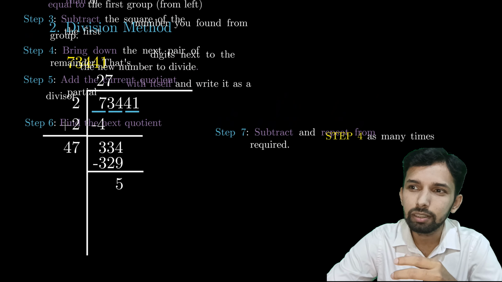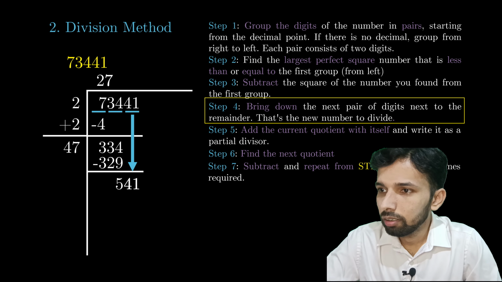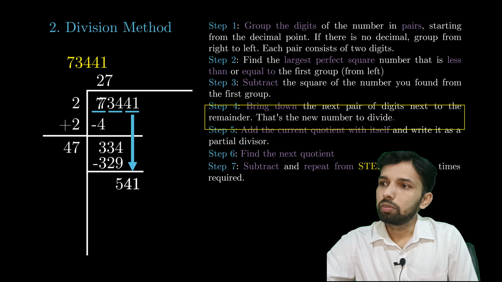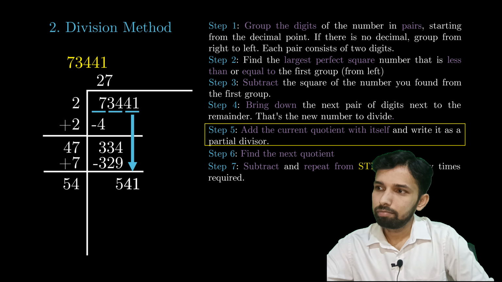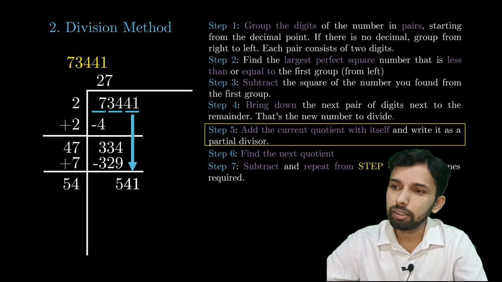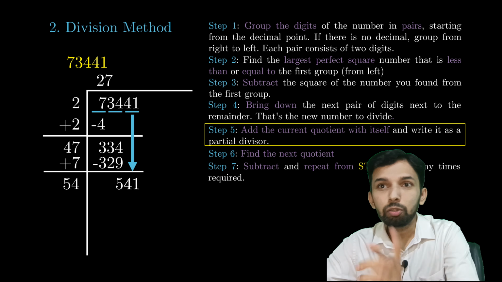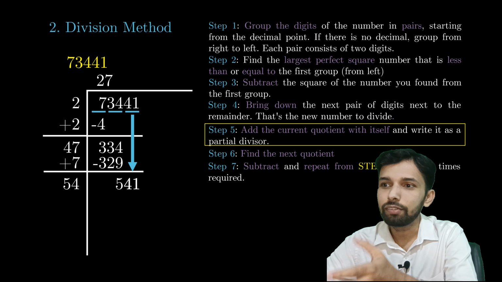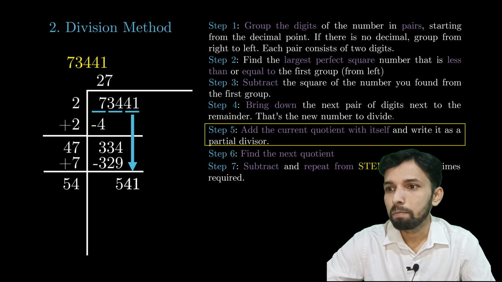Now see, we have technically completed all the steps, right? Now we just have to repeat from step 4. Okay? Fine. So let's bring down the next pair of digits, and that's the new number to divide, 541. Add the current quotient. What was the current quotient? 7. We will add it with 47. 47 plus 7, 54.